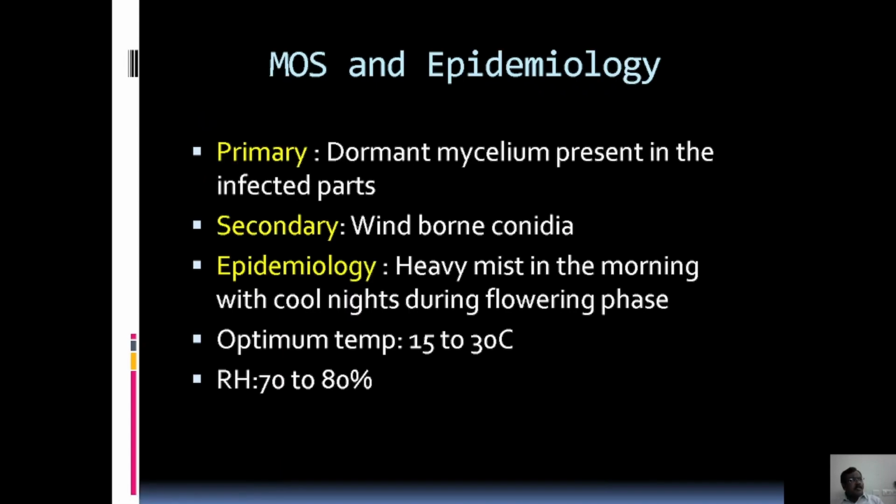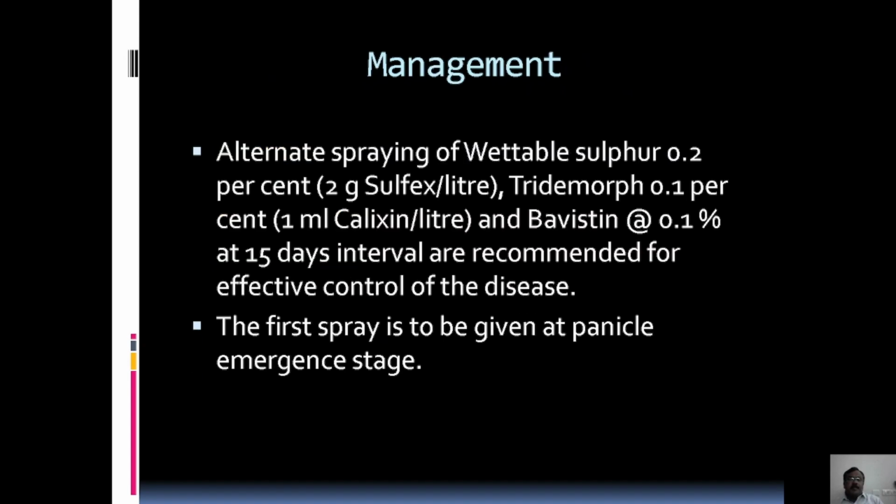The primary spread is mainly through the ascospores or the dormant mycelium present in the fallen leaves, and the secondary spread is mainly through windborne conidia. A heavy mist and cool nights during the flowering stage favor the development of the disease, and the optimum temperature ranges from 15 to 30 degrees Celsius with 70 to 80% relative humidity.